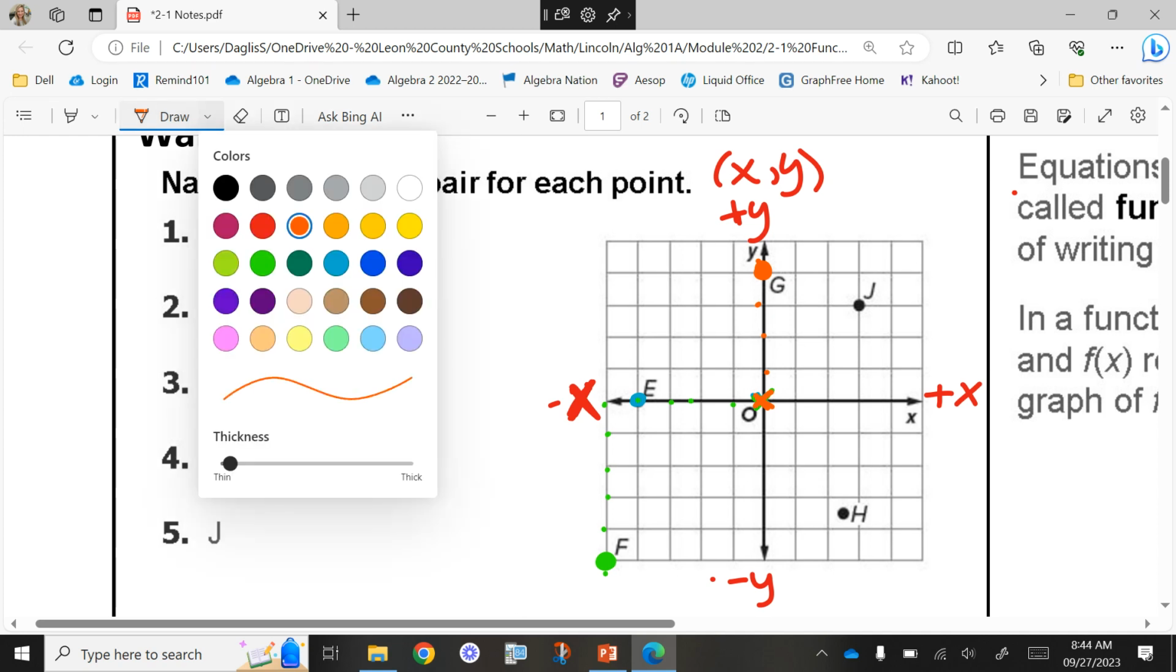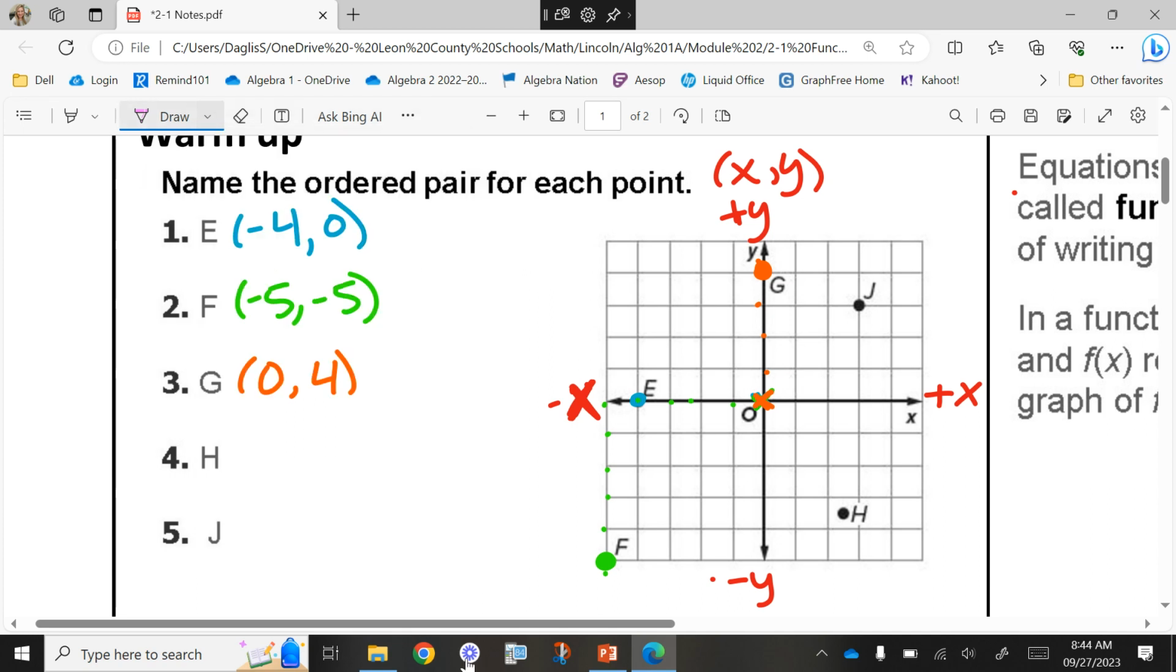All right, let's go to H. Where is H? Okay. So they're not always pretty, right? Or on whole lines. H is kind of in the middle of something, right? So to get from my origin to get to H, it looks like I went over 2.5. Would you agree with that? So not really 3, but not really 2. It's in the middle of 2 and 3. Yes? So we can make our best guess and say that's 2.5 for my X value?